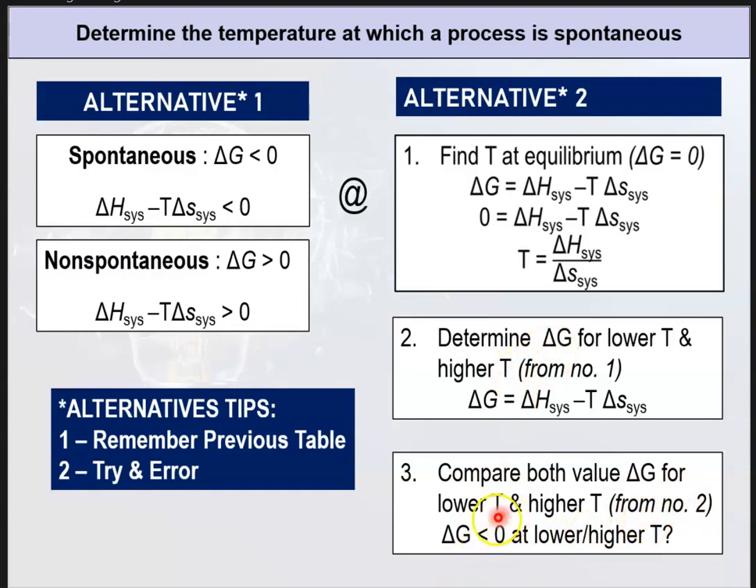Delta G is less than 0 at either lower temperature or higher temperature. So we know whether the reaction is spontaneous or non-spontaneous. Method 1 is easier compared to method 2. So what are the tips? Alternative tip: remember the previous table and do it. We need to do trial and error.